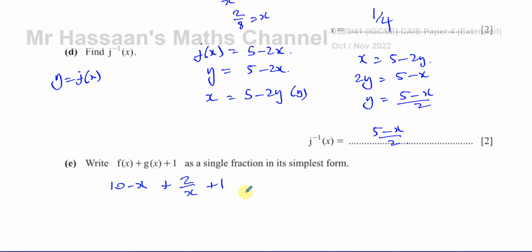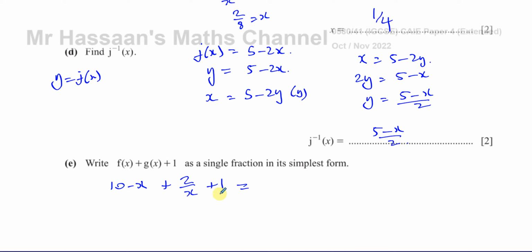Now, some people will say, oh, let's multiply everything by x to get rid of the fractions. But you can't do that because this is not an equation. It's not this equals something where you multiply both sides by x. You cannot do that. What you must do here is make the denominators the same. So I can make all these denominators into x. How would I do that?